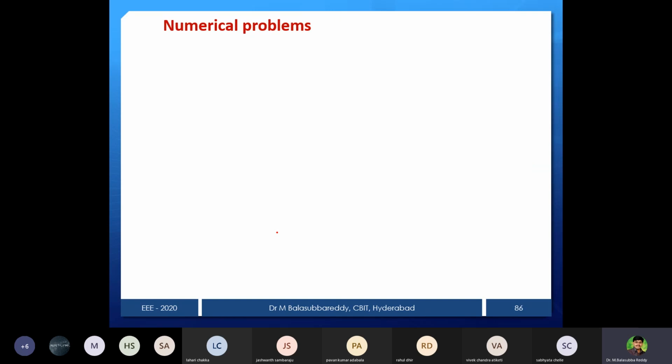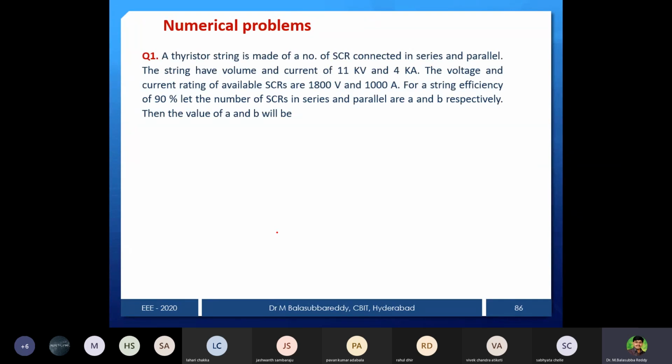Now we can see some problems related to series and parallel operation. See the question: a thyristor string is made of a number of SCRs connected in series and parallel. The string we need to connect either in series fashion or in parallel fashion, depending on our requirement. The string has voltage and current rating given: 11 kV voltage rating, 4 kiloamperes current rating, and each available SCR is 1800 volts and 1000 amperes.